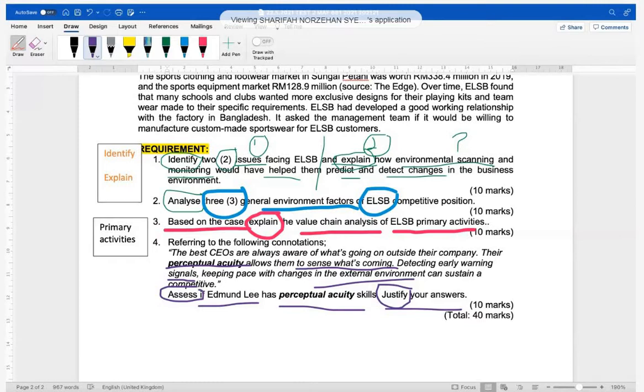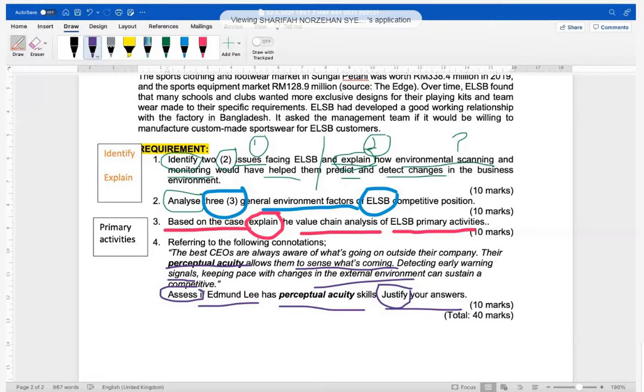Okay, madam. You all dapat? Dah dapat dah yang tu? Dapat, madam. Okay, I will try to check. Madam, yang question 4 ni, perlu ke definition perceptual equity tu? Perlu?